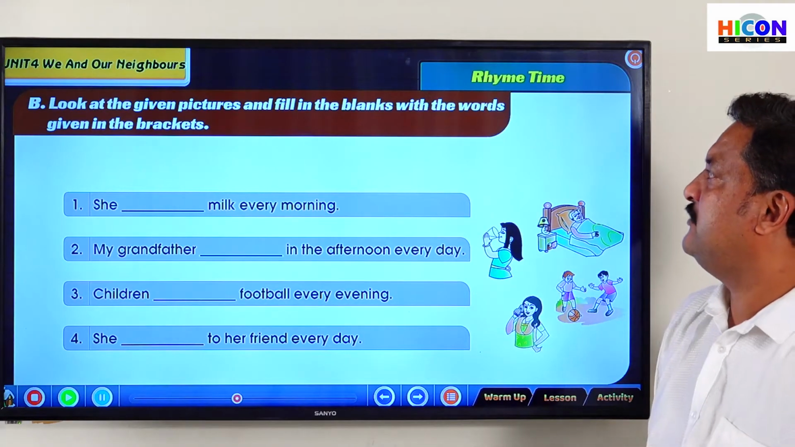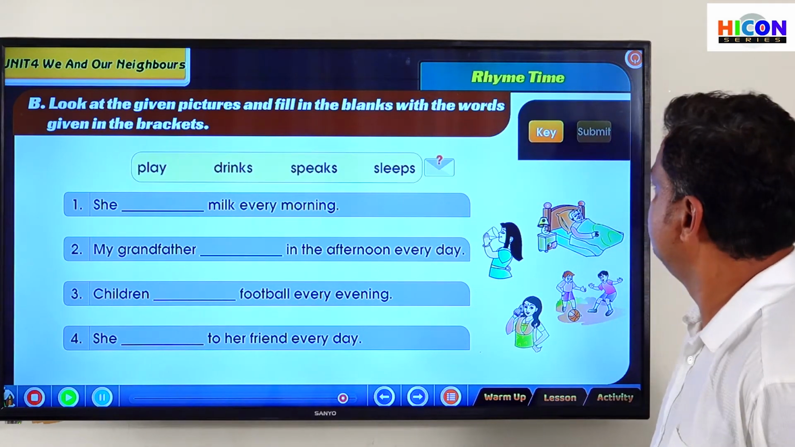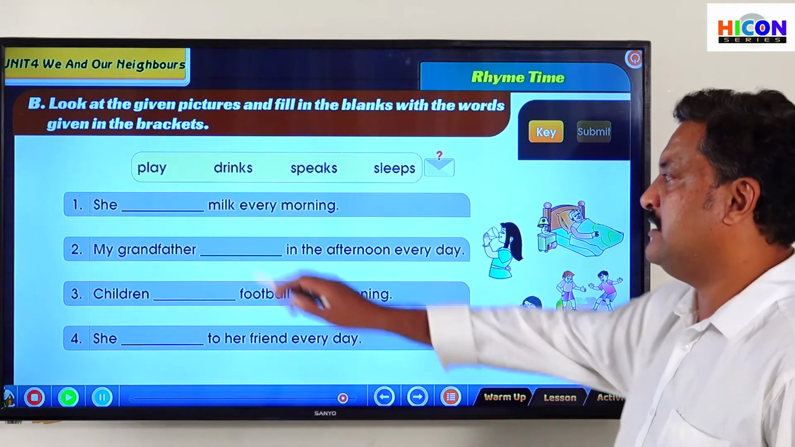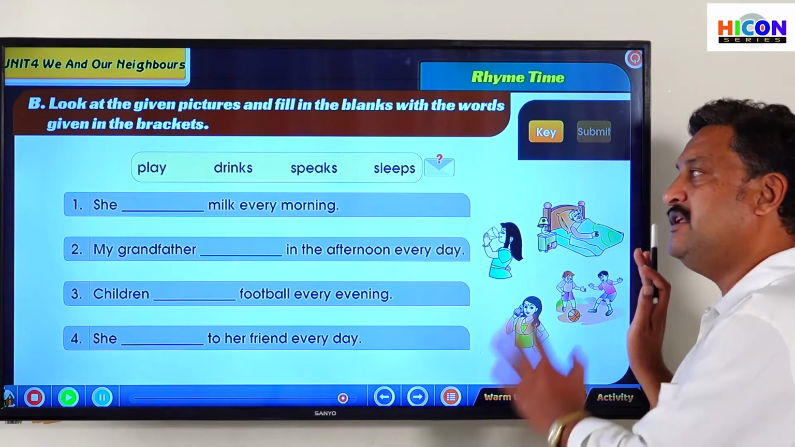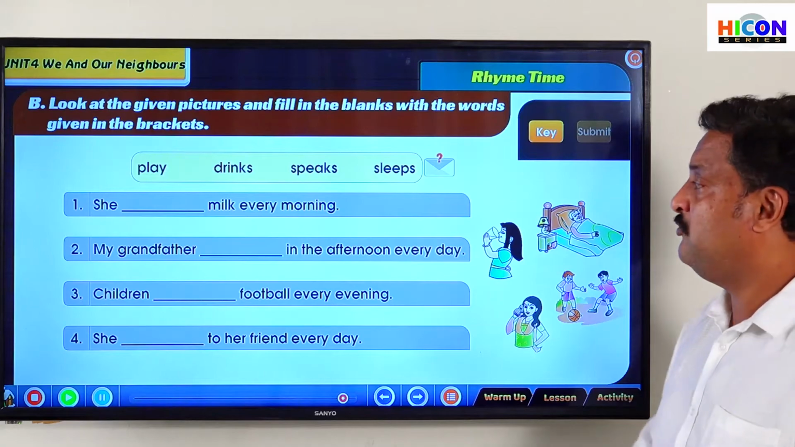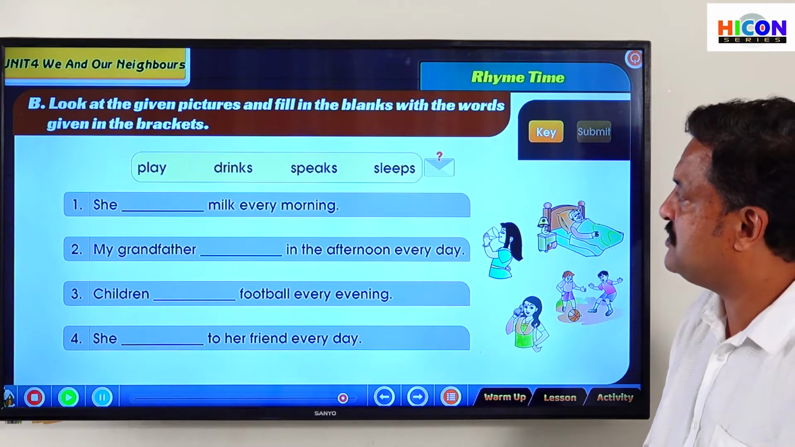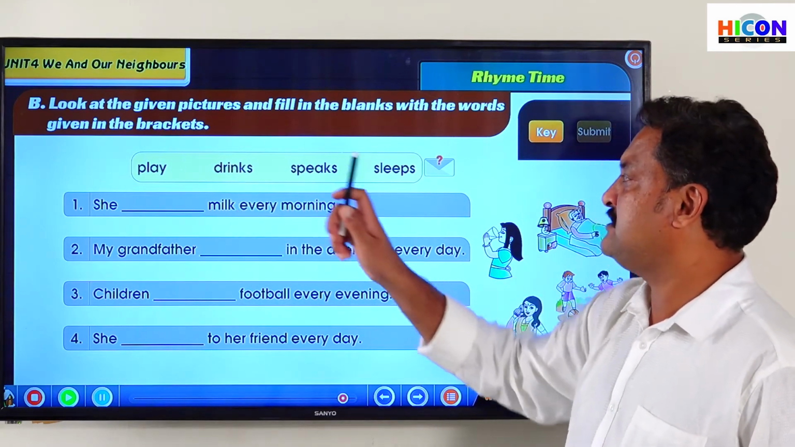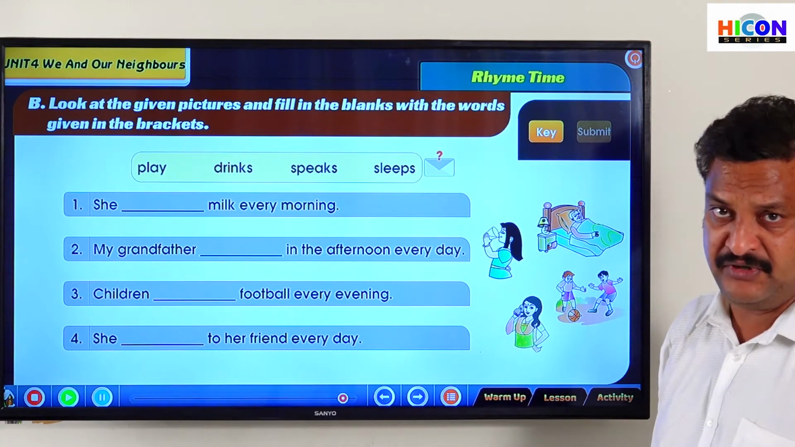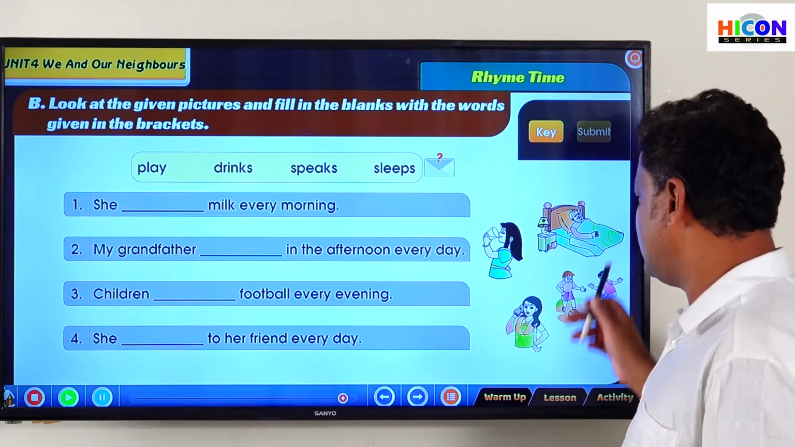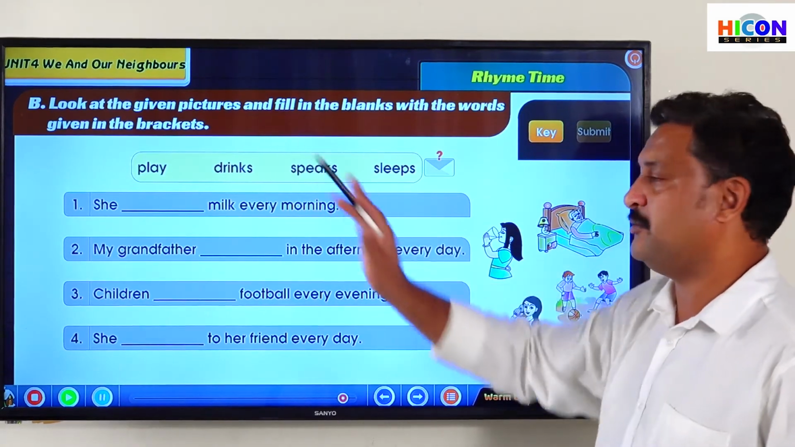Look at the pictures and fill in the blanks with the words given in the bracket. So, four sentences are given here. 1, 2, 3, 4. We have some images also here. So, based on these images, we need to identify which word can be used to fill the gaps. Okay. So, we have four options here: play, drinks, speaks, sleeps. Right? What we need to do is, based on these images, identify the words and drag and drop them.